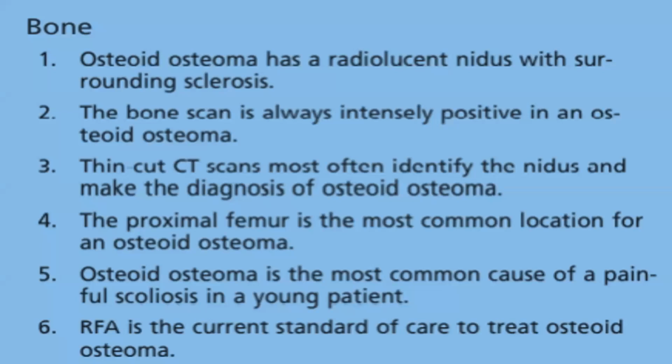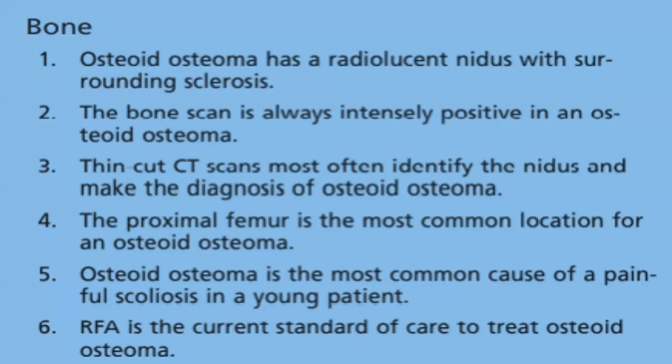Osteoblastoma has a radiolucent nidus with surrounding sclerosis. The bone scan is always intensely positive in an osteoblastoma. Thin-cut CT scans most often identify the nidus and make the diagnosis of osteoblastoma. The proximal femur is the most common location for an osteoblastoma.